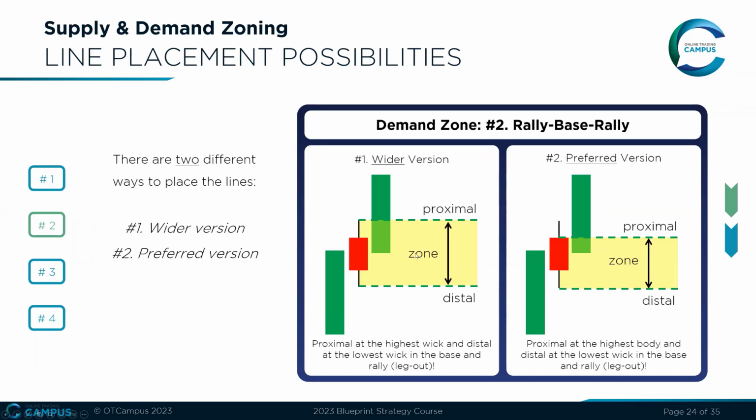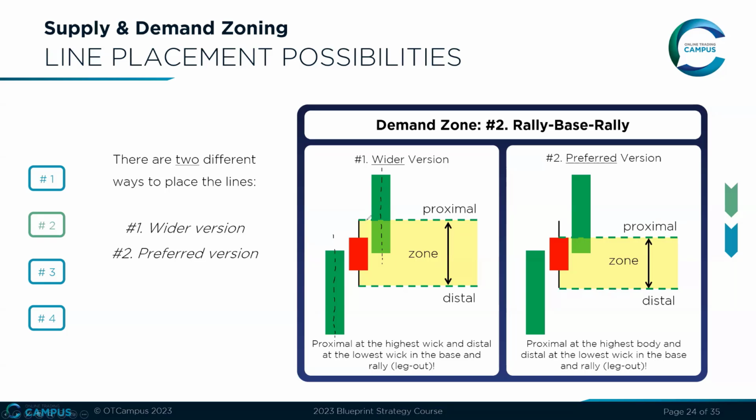The difference between the wider and the preferred version is where we place the proximal line. Either we're going to take the entire basing range of the candles, or we're just going to take a smaller range by using the upper body of the basing candles. And depending on which one we use, the zone would get either smaller or larger. As we look at the wider version, we find a rally as a leg out, and a rally as a leg in, and we isolate our base. The proximal goes at the highest wick. That's exactly the same as for the drop-base-rally.